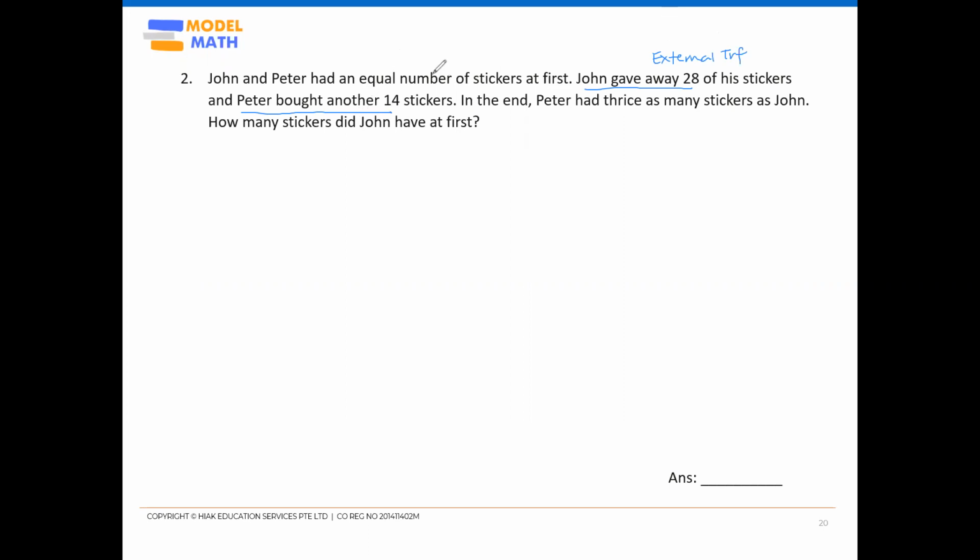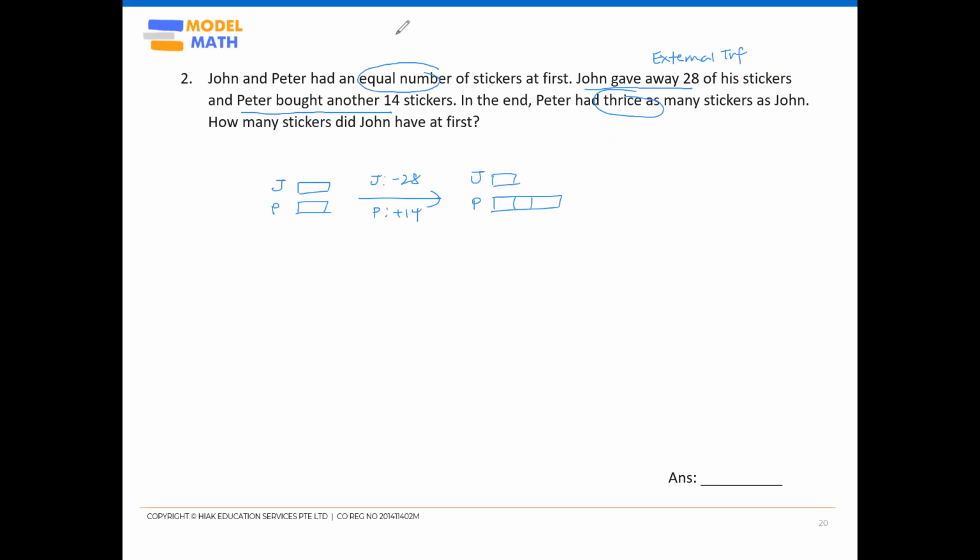Now, notice that the information given to us at first, they say equal. In the end, we have the word thrice. So if you were to think of using your before change after method, then you will have something like John and Peter equal at first. You draw a model, right? This is the at first. Then John gave away 28, Peter bought 14, so plus 14. And then Peter in the end had thrice. Some of you might have thought of doing this.